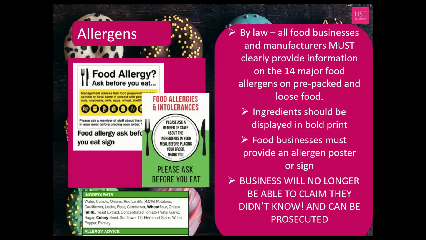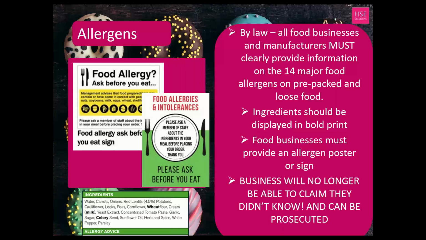By law, all food businesses must clearly provide and display the 14 major food allergens on any pre-packed and loose food. Ingredients should be displayed in bold print, and food businesses must display the food allergen poster. If you look on the left there, you can quite clearly see at the bottom the ingredients. That's an example of food packaging as you've seen. And the two posters above would be, please ask a member of staff about ingredients in your meal. And then there's a different poster there about food allergies, ask before you eat.